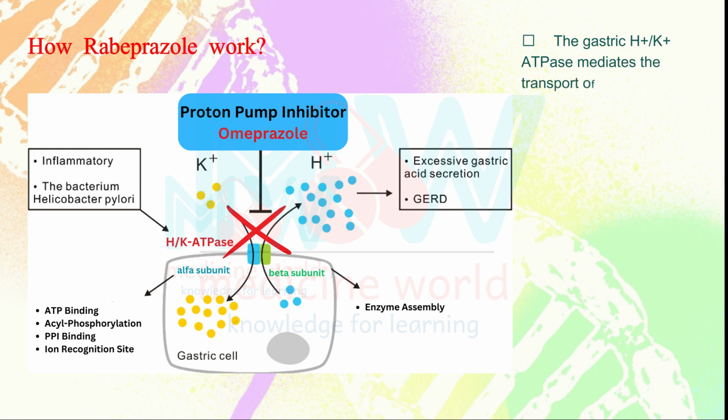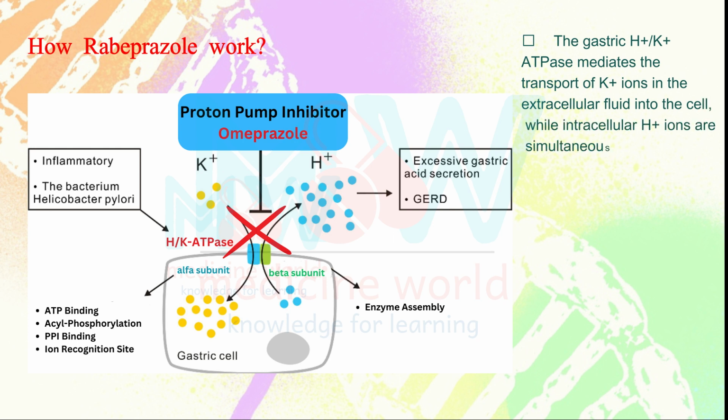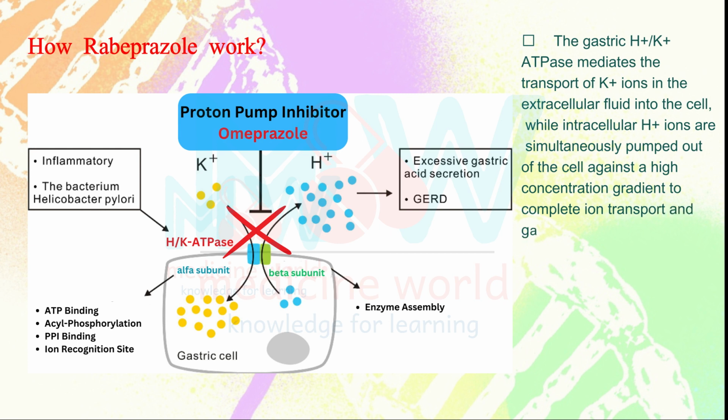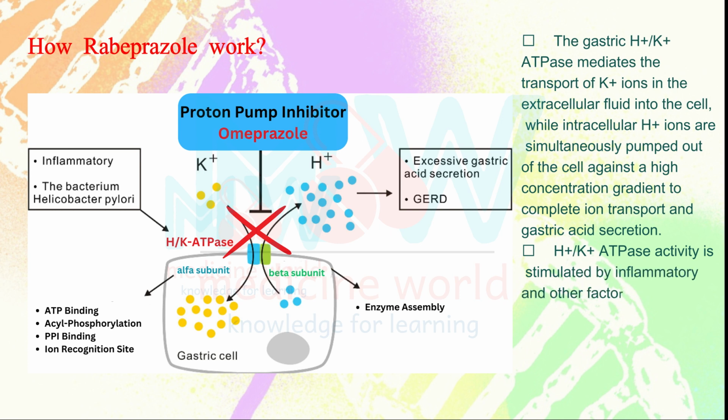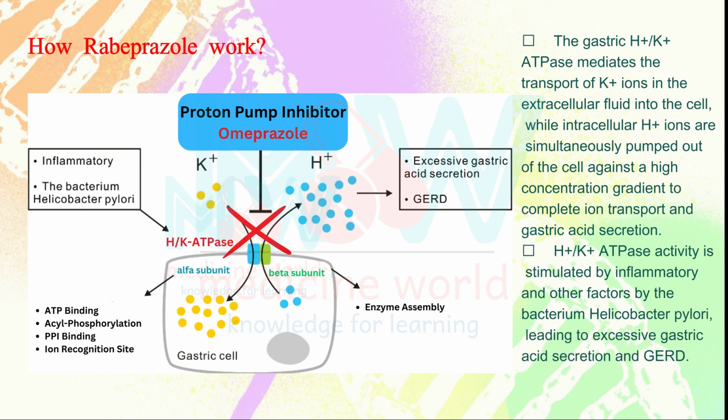The gastric hydrogen potassium ATPase mediates the transport of potassium ions from the extracellular fluid into the cell, while intracellular hydrogen ions are simultaneously pumped out of the cell against a high concentration gradient to complete ion transport and gastric acid secretion. Hydrogen potassium ATPase activity is stimulated by inflammatory and other factors, such as the bacterium Helicobacter pylori, leading to excessive gastric acid secretion and GERD. This is the mechanism targeted by PPI therapy.